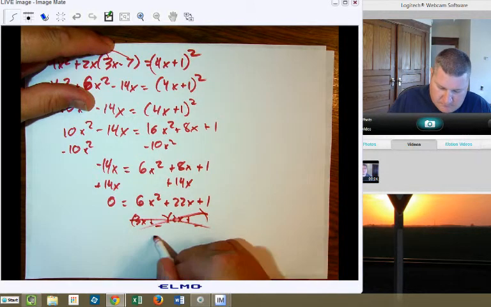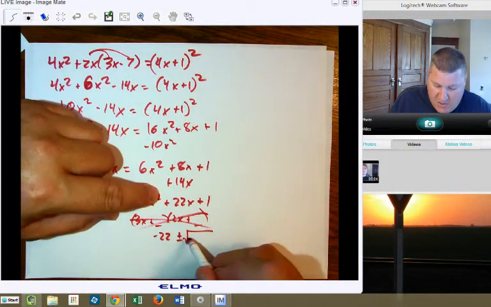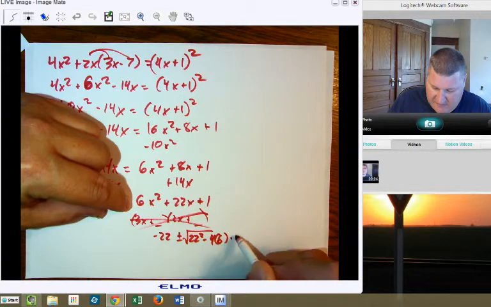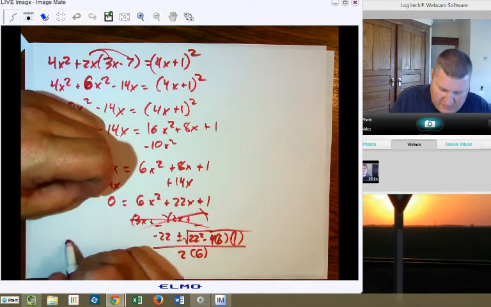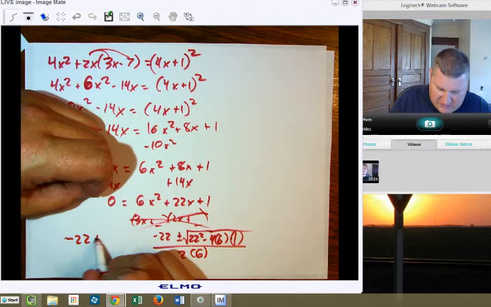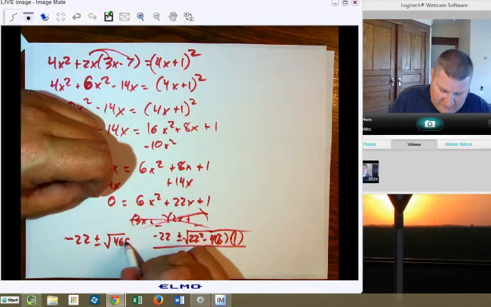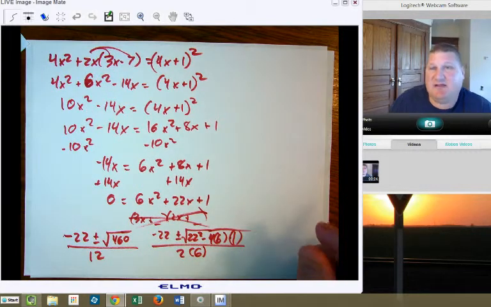Opposite of b, negative 22 plus or minus the square root of b squared, 22 squared, minus 4 times a times c, all over 2 times a. If I go ahead and put that together, I come up with negative 22 plus or minus the square root of 460 all over 12. And you say, great, I can just put that in my calculator.